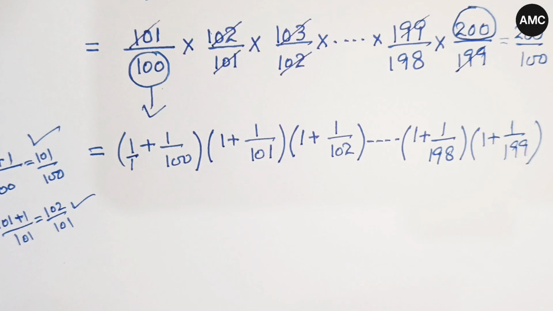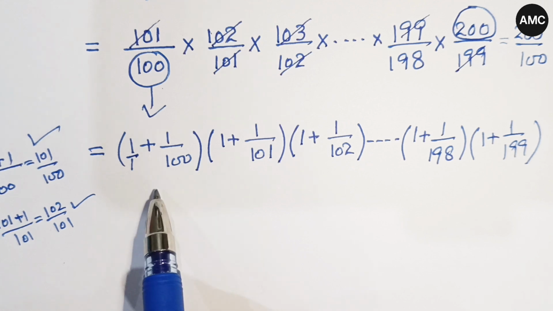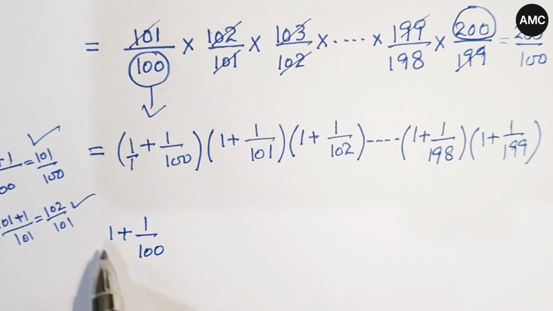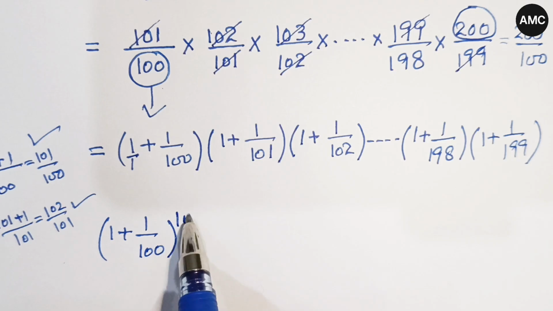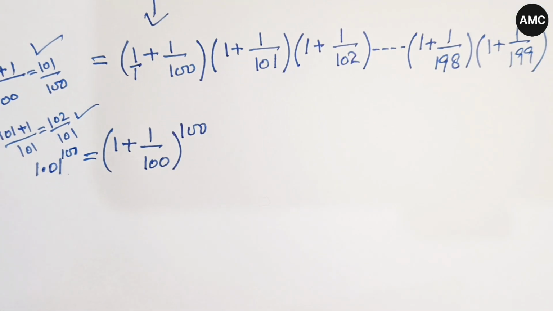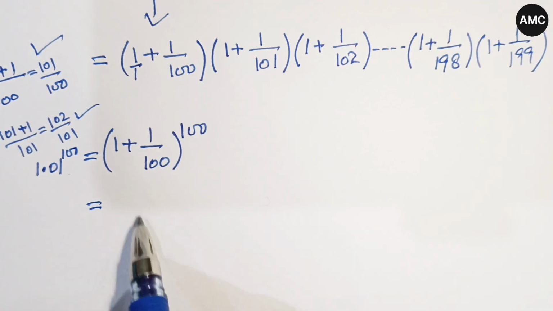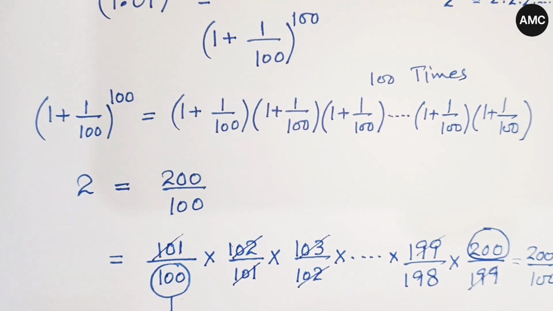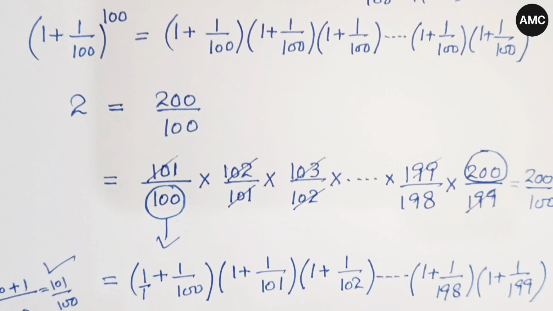And now if we just write that, 1 plus 2, we have 1 plus our first number, which is 1 plus 1 over 100 whole to the power 100, which is equal to 1.01 whole to the power 100. So 1 plus 1 over 100 whole to the power 100 is also equal to, as we have just written earlier, this expression of 100 factors.